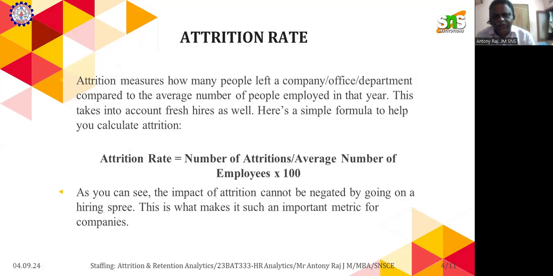The attrition rate is the number of attritions, the number of people leaving your company, office, or department, divided by the average number of employees. This includes the number of fresh hires, because fresh hires increase the denominator. When you take a particular period of time, you take the average number of employees present. If you do it for one year, you take the count every month and divide by 12, and then put the average in the denominator. Since it is a percentage, you multiply by 100.